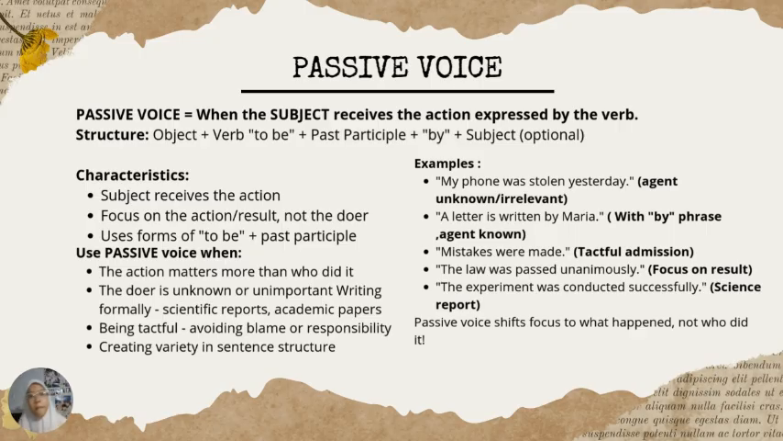For examples, my phone was stolen yesterday. It shows that the agent is unknown or irrelevant. Next, a letter is written by Maria. The agent is known. We can use the by phrase in this sentence. Next, mistakes were made. It's a tactful admission. Next, the law was passed unanimously. It focuses on results. The last, the experiment was conducted successfully. It is used in scientific reports. So, passive voice shifts the focus to what happened, not who did it. It's a tool that serves specific purposes when used intentionally.